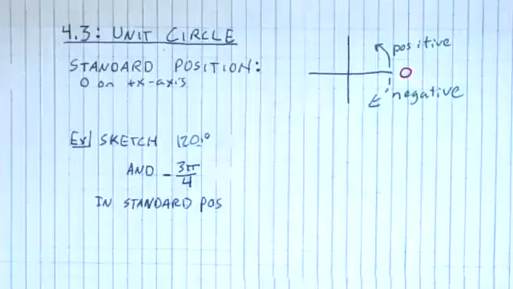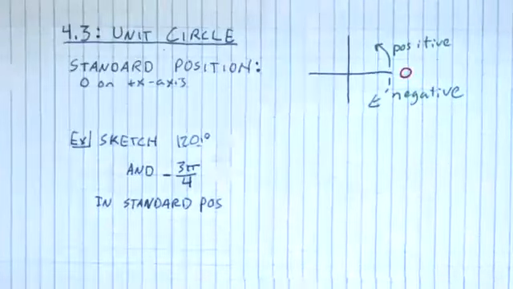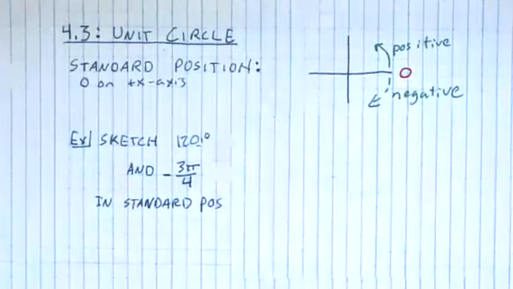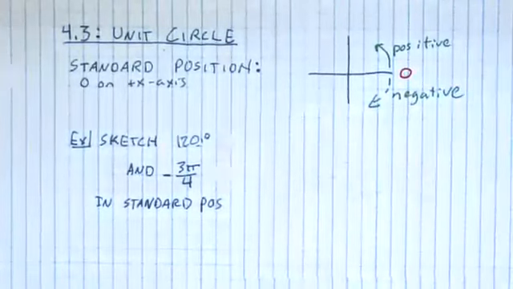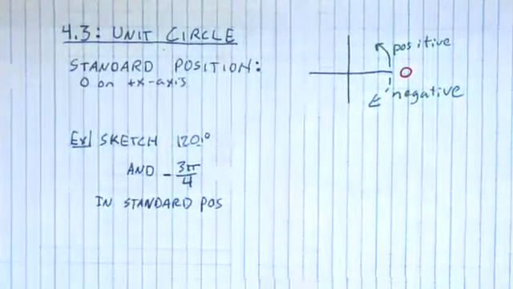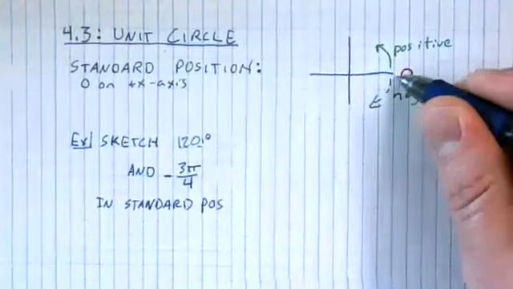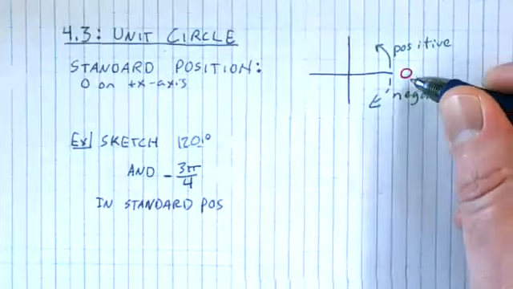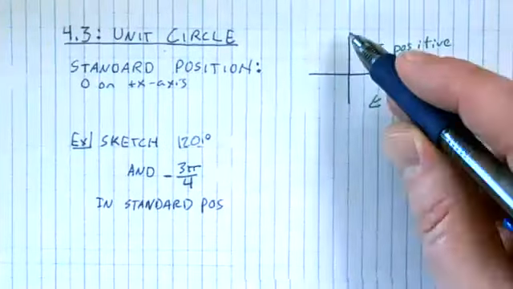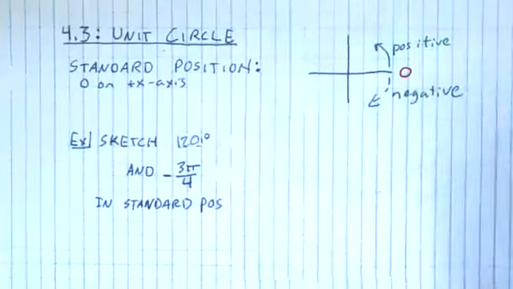Let's start by reviewing just some basics of the unit circle. We talked on Monday about standard position for angles. And it sounds like you guys had seen this already in Algebra 2, that 0 degrees is on the positive x-axis here. Positive angles rotate counterclockwise, negative angles rotate clockwise.